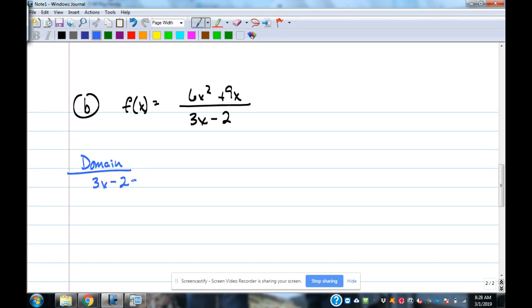3x minus 2 equals 0. That doesn't factor at all. We just solve it and get x equals 2/3. So we know all x is as long as x does not equal 2/3.